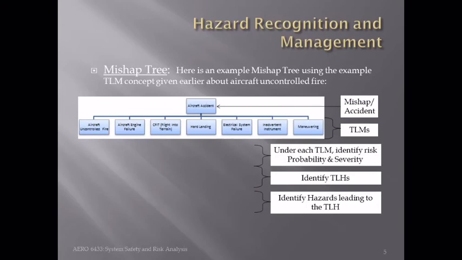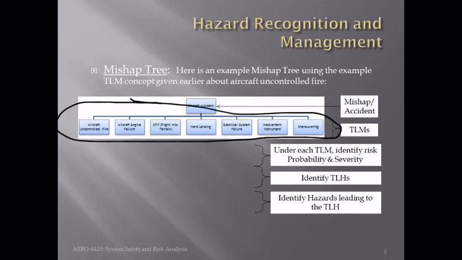Here's a mishap tree for an aircraft accident. There would be more top-level mishaps, but here are several. I put them here for us to see. Top-level mishaps right here that would lead to an aircraft accident. Under each top-level mishap, we would identify risk: probability and severity, just like we did in the previous slide. Then we would identify top-level hazards.